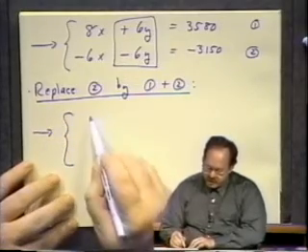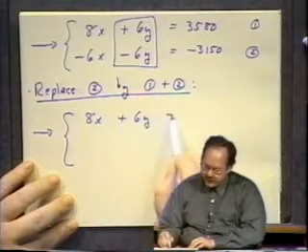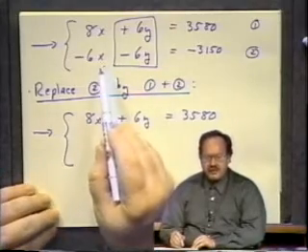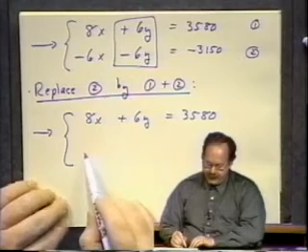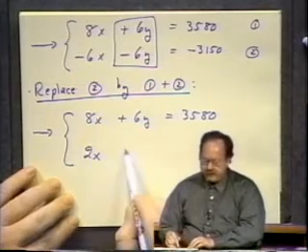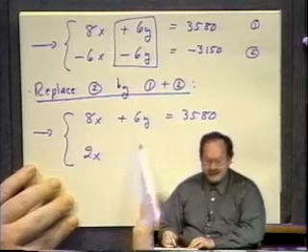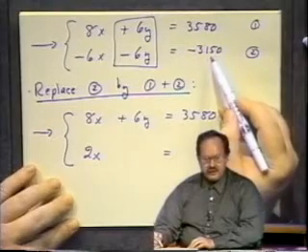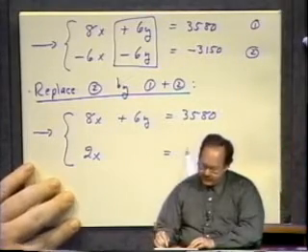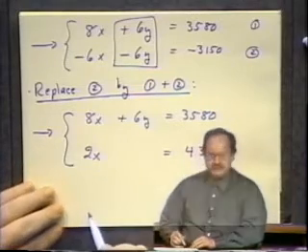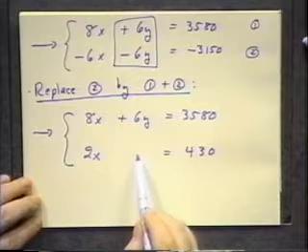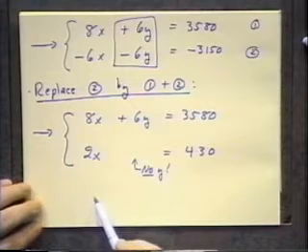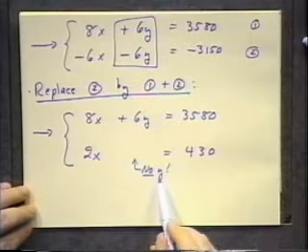Now, remember, I am not changing 1, so it's still 8x plus 6y equals 3580. 1 is not changed. However, the second one is going to be replaced by the sum. So let's do the sum. And what do I have? I get 2x plus, this part is 0 by design, 6y and minus 6y add to 0, equals, and then I want to add these two. So 3580 minus 3150 is 430. And now you see the advantage. The second equation has no y value. I have eliminated y, and that's exactly what I was trying to do.